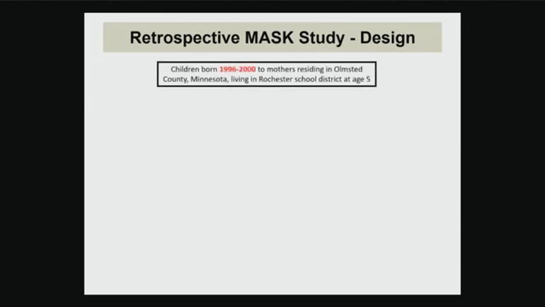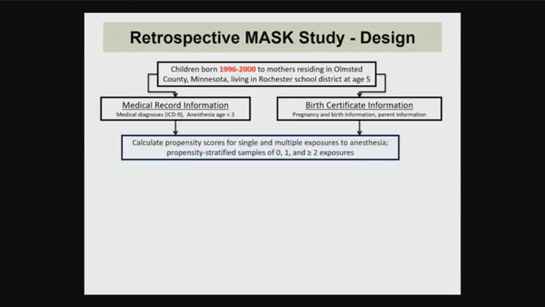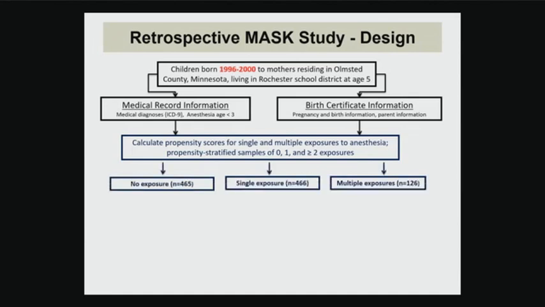I'm just going to spend not too much time on this. This has been out for a bit, but I do think it's important to understand what was found here to compare it with what we'll show in the prospective study. These are kids that were born from 1996 to 2000 to mothers residing in our local county. We had the unique ability to have comprehensive medical record information, birth certificate information, and also school information for these kids. We propensity stratified samples of kids from each exposure category, so trying to find, for example, those kids that were not exposed that were otherwise as similar as possible to kids who were.